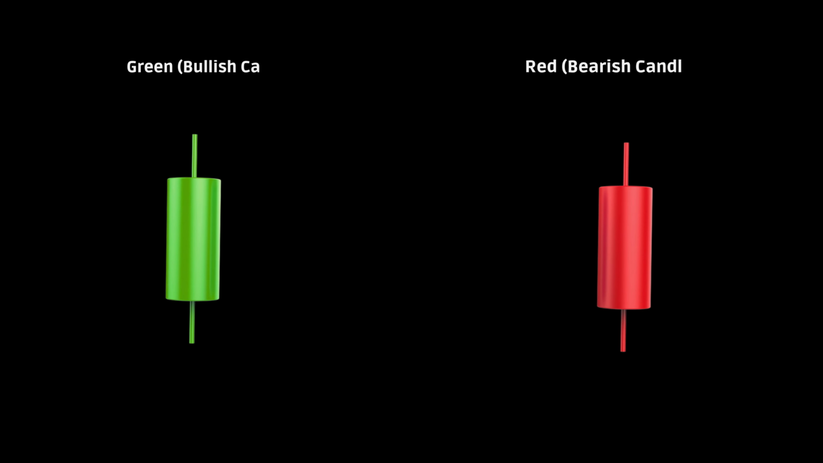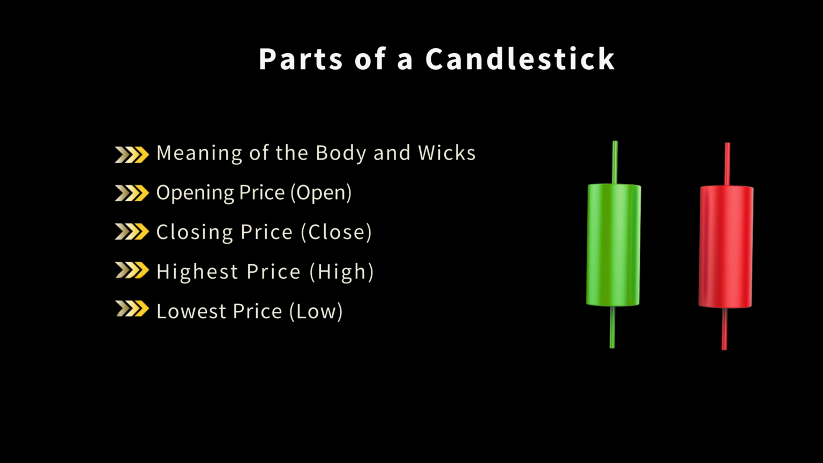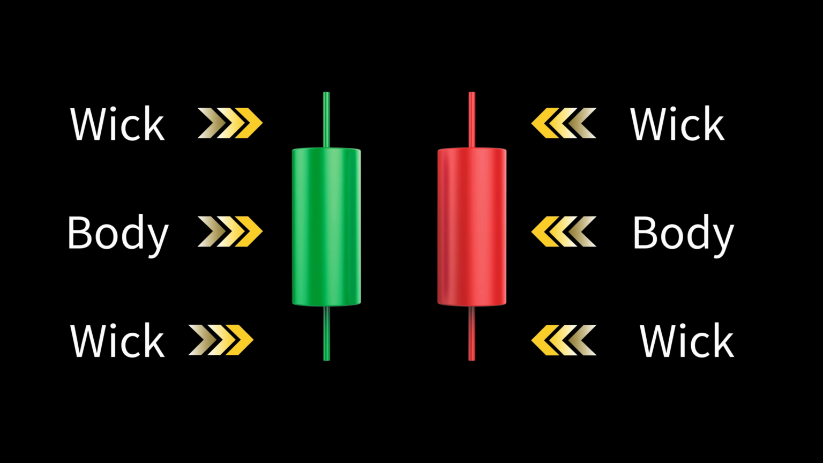Green candle, bullish candle indicates that the price is rising and buyers are in control. Red candle, bearish candle indicates that the price is falling and sellers are dominant. Parts of a candlestick, meaning of the body and wicks: opening price, open, closing price, close, highest price, high, lowest price, low. Candlesticks are made up of two main parts: wick and body.